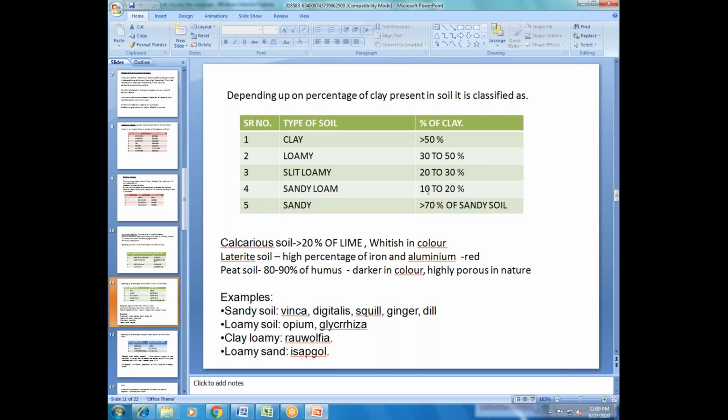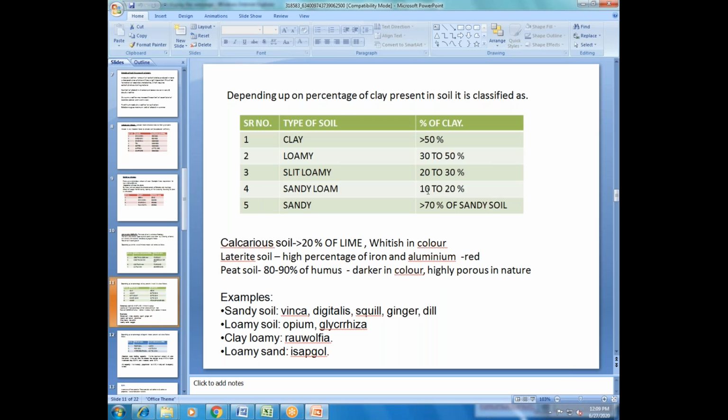So apart from this, you can see that there are other classifications: calcareous soil, laterite soil, and peat soil. This calcareous soil contains more than 20% of lime. So it usually is white in color, that is, based on its color, we can say.